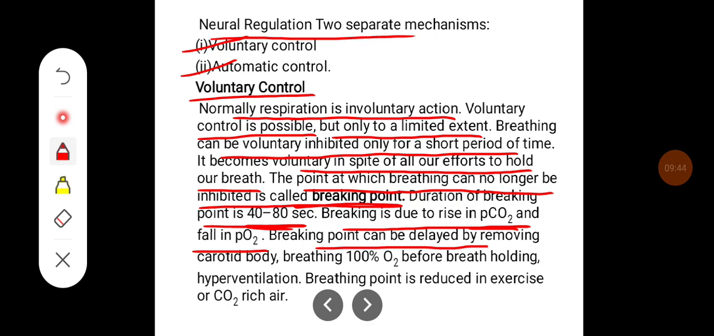Breaking point can be delayed by removing the carotid body, breathing 100% oxygen before breath holding, and hyperventilation. Breaking point is reduced in exercise or in carbon dioxide rich air.